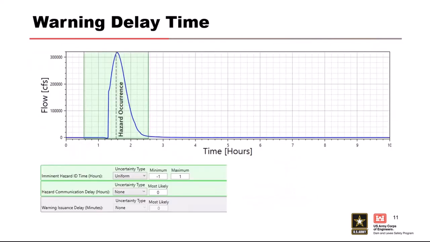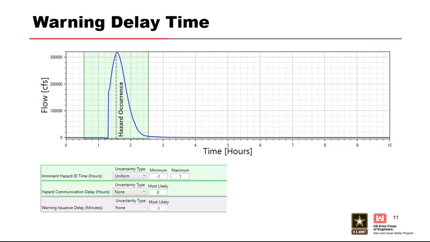Each of these parameters are entered with uncertainty into LifeSim, okay? So the imminent hazard ID time, in this example, is shown as 1 hour prior to 1 hour after the breach. If we look at this plot, the breach is that hazard occurrence, that vertical dotted line. And so you can see uniform distribution, the imminent hazard identification time with zero communication delay and zero issuance delay. Warning can occur 1 hour prior to 1 hour after, right?